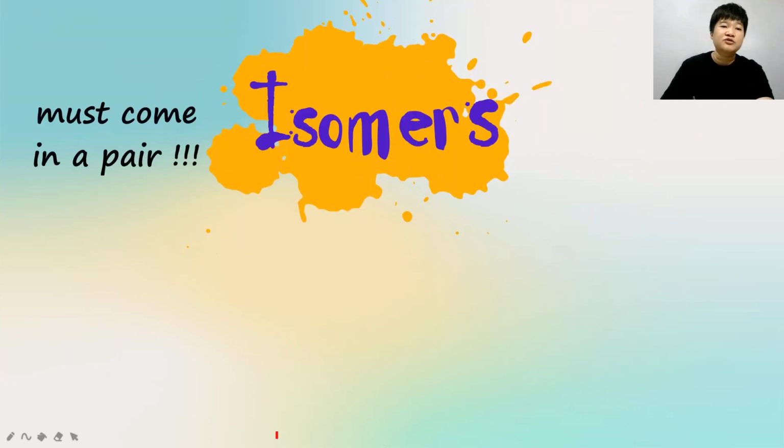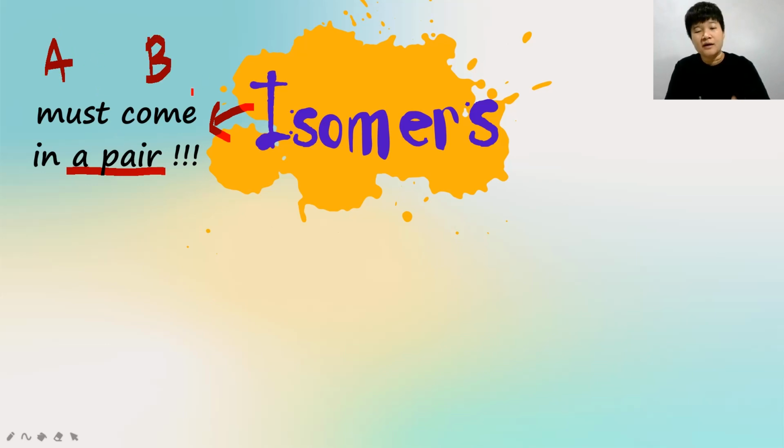So, a bit of conclusion for today. Your isomers must come in a pair. At least a pair. So, you must have a structure A and a structure B. Then only you can compare. The position is changing. The functional group is changing. Or even the longest carbon chain is changing. Okay? If I only have one thing, how do you compare?